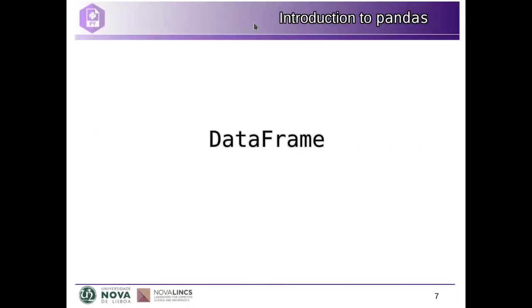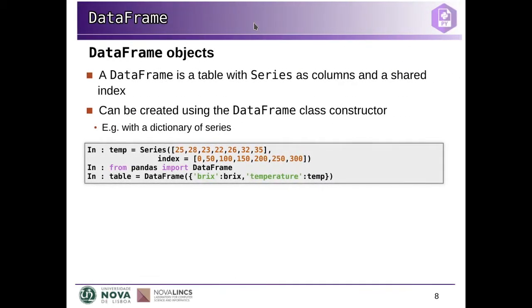But now let's put some series together into a data frame. A data frame is a table with any number of columns, and each column is a series. But it's not just a set of series because they all share the same index. So we have this notion of rows, which are created by the values taken from all the series with the same index value, so the same shared index.